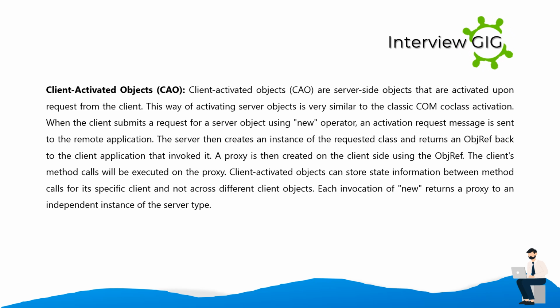A proxy is then created on the client side using the objref. The client's method calls will be executed on the proxy. Client-activated objects can store state information between method calls for its specific client and not across different client objects. Each invocation of new returns a proxy to an independent instance of the server type.